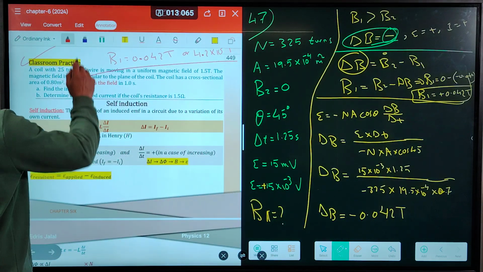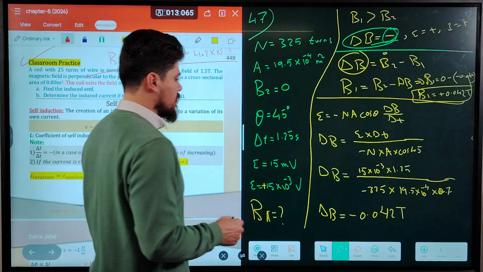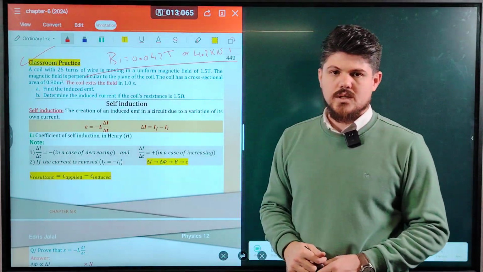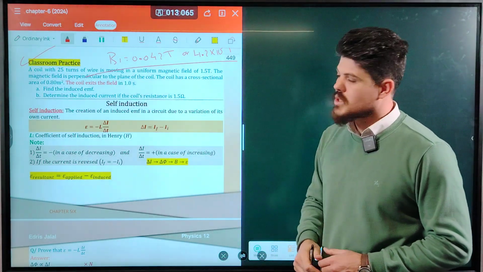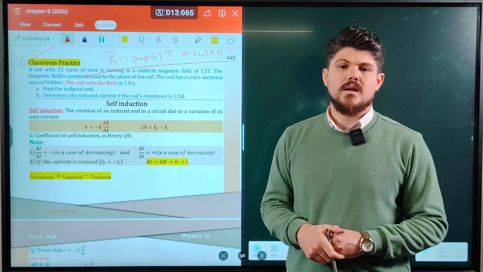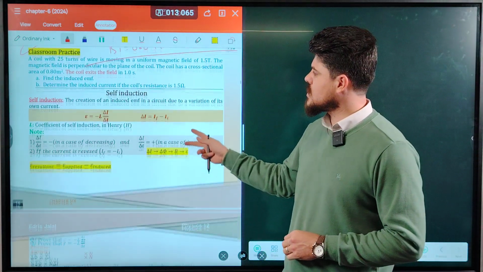And so this is classroom practice. You have to solve it by yourself. If you don't understand this question, or if you are struggling with it, you can leave the question in the comments, and I will answer as soon as possible, inshallah.